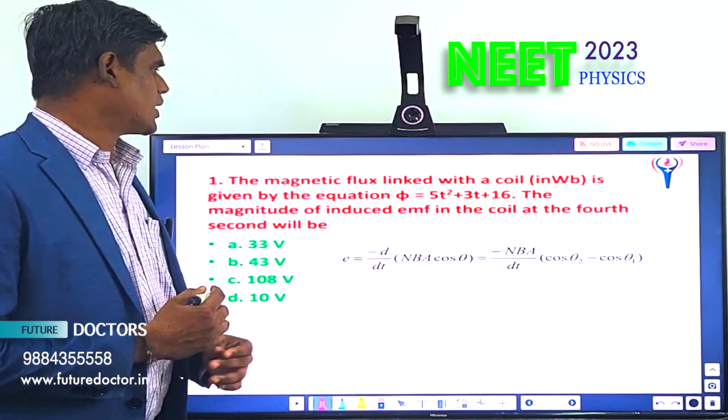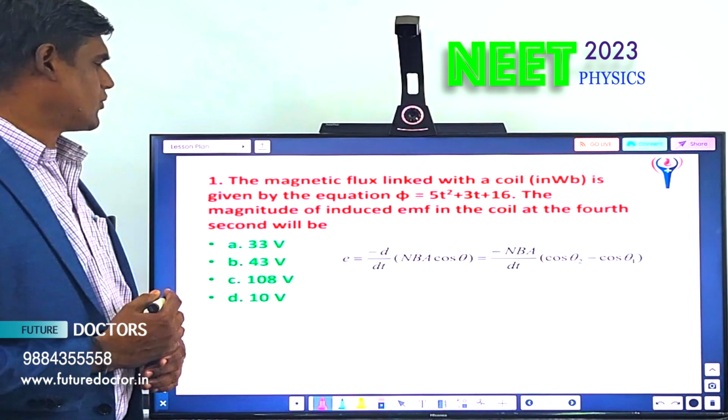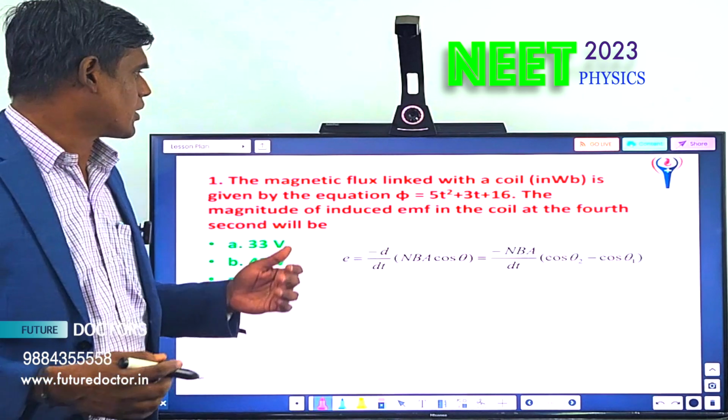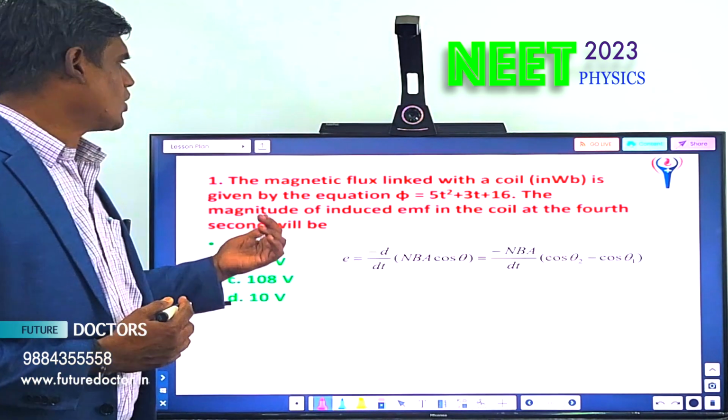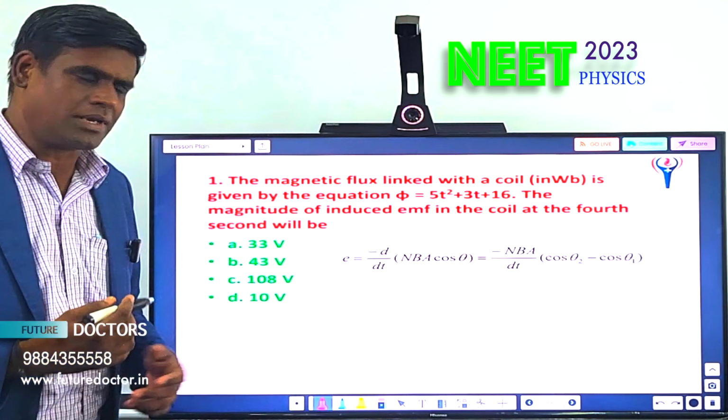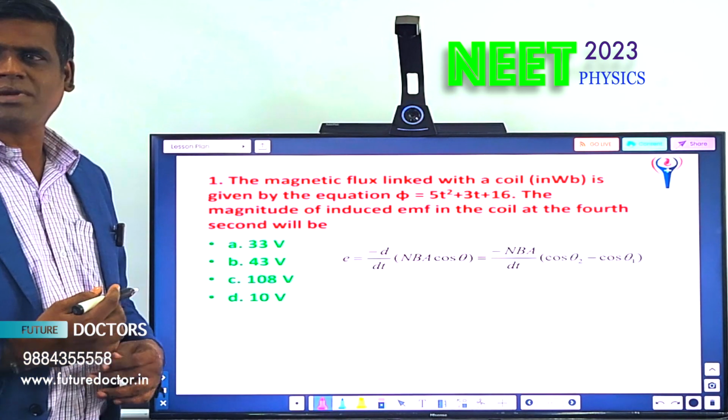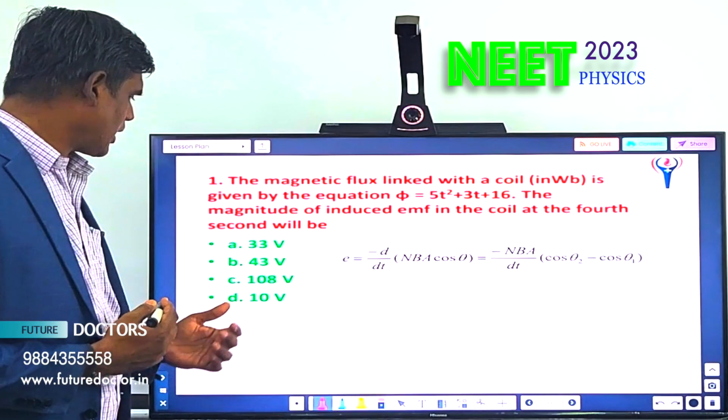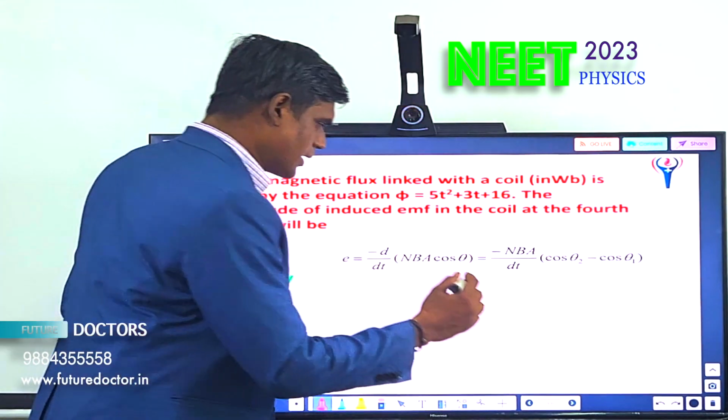The magnetic flux linked with a coil in Weber is given by the equation phi equal to 5t square plus 3t plus 16. The magnitude of induced EMF in the coil at the fourth second will be dash. A option 33 volt, B option 43 volt, C option 108 volt, D option 10 volts. Let's move to question number 2.